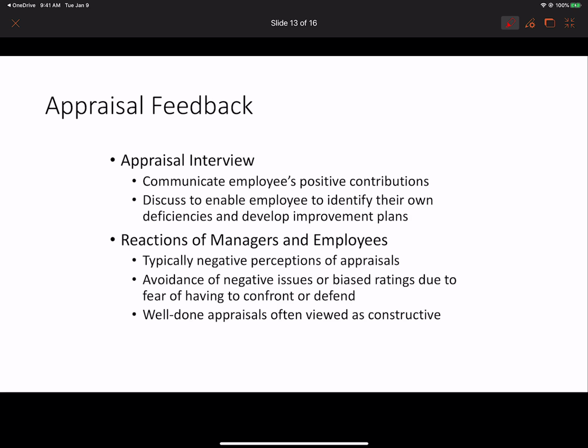And then well done appraisals are often viewed as constructive. And again, there's nothing wrong with doing a positive throughout the interview type of appraisal. You're going to take care of all the negative things that they do, and they're going to hear plenty of that. But sometimes it's good just to hear what is going right with that person. Let them know that we do recognize what you're doing and we do appreciate your efforts, and keep up the good work and so forth. And that can make a big difference.